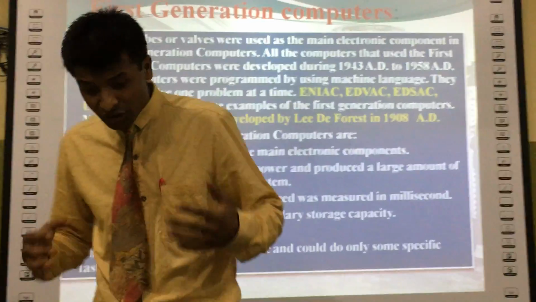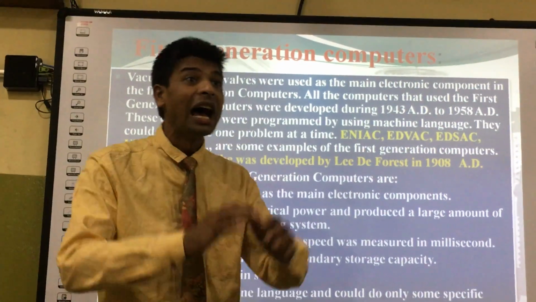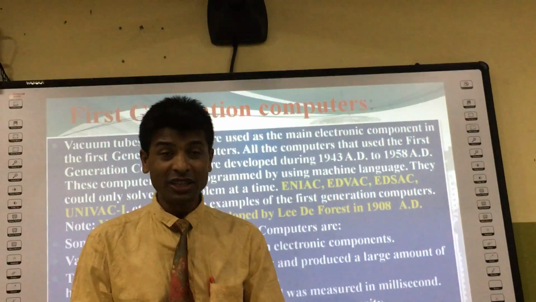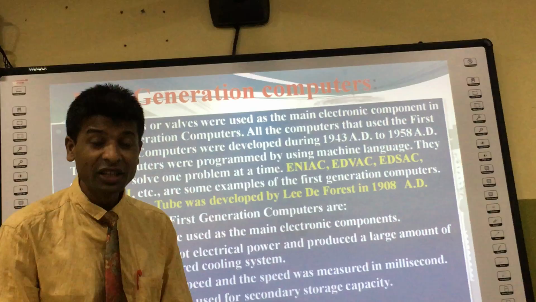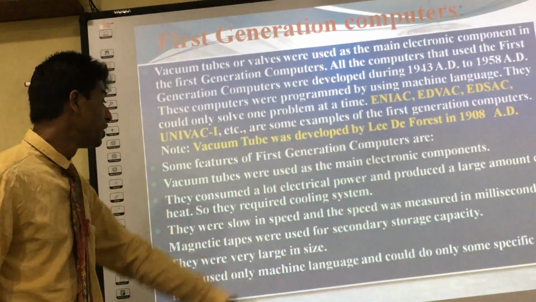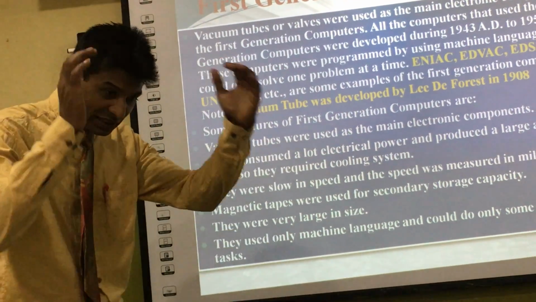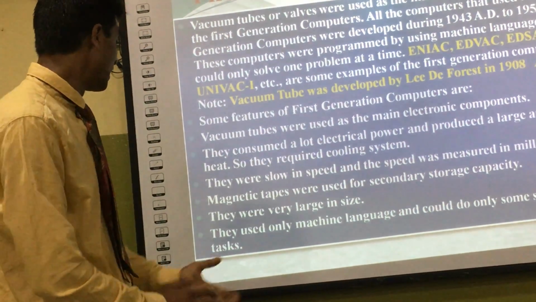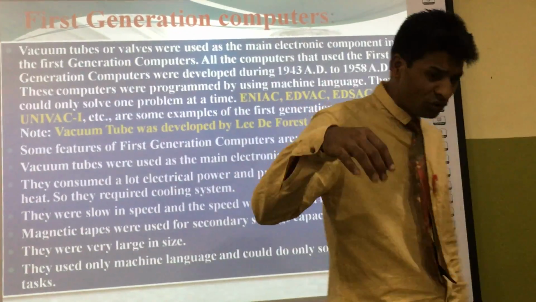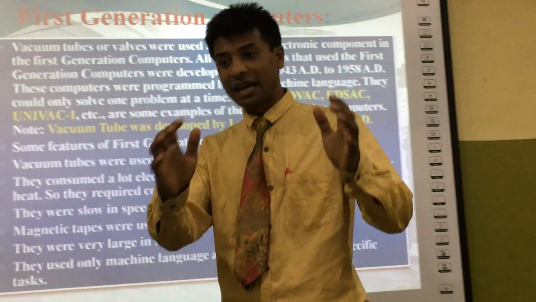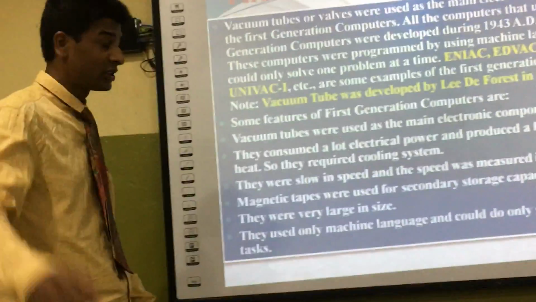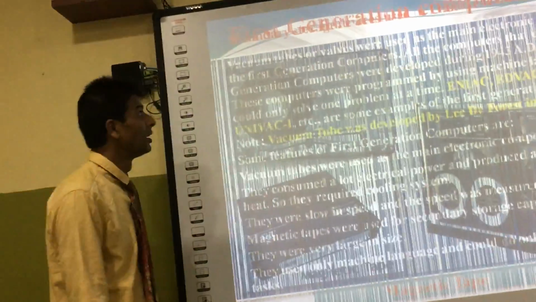Kids, today we use storage devices like magnetic disks or portable hard disks. Likewise, first generation computers used magnetic tape as storage devices. They used only machine language and could do specific tasks at once. In today's computers we do multiple tasks at once, but here we could do only a single task at once. Next slide.